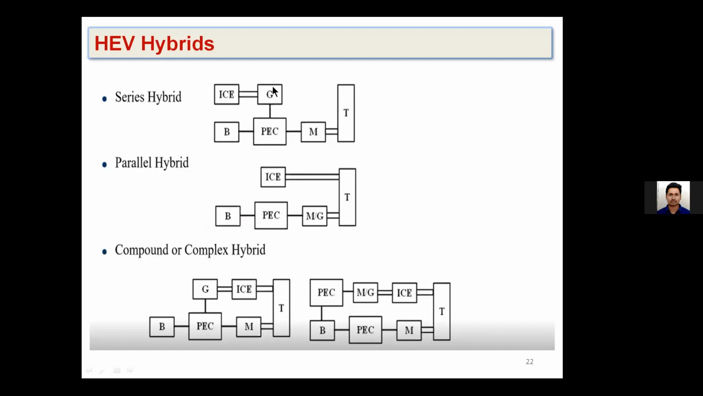Here there is a combination. At this particular end we are collecting both, and finally feeding it to the motor, but here it's directly fed. Compound means it's a combination of series and parallel. Here we are combining in a different way. The battery is connected to the PEC. Here again we have the source of energy which is connected. So it's a combination: here we are using series, and if you see from this side it is almost like parallel. So here we have both.